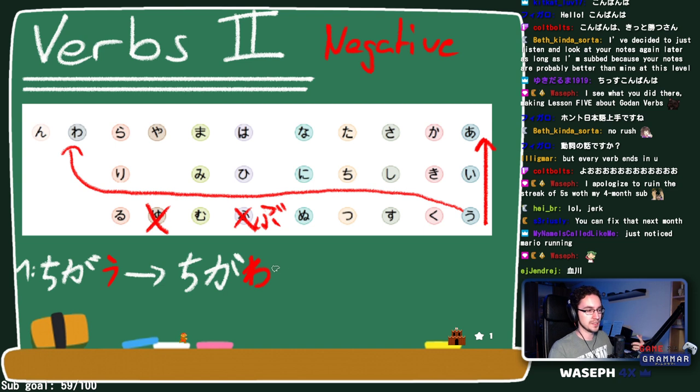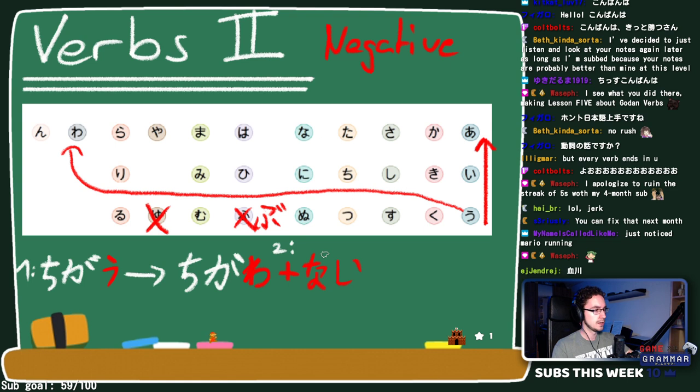Now, step two is really simple, so much so that I won't even start a separate line. I will just say, plus nai. 違わない. So this is step two, okay? I'll put a little two up here. This is step two, plus nai. Easy, right? Not that hard.